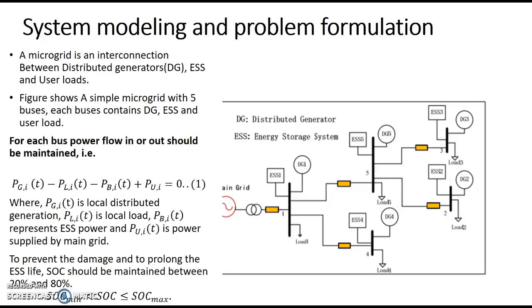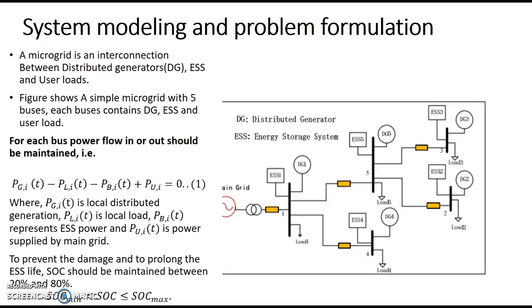For each bus, the energy balance should be maintained, that is Pg minus PL minus Pb plus Pu. Here, Pg is the local distributed generation, PL is the local load, Pb represents the energy storage system power, and Pu is the power supplied from the main grid. When there is not enough power, power will be supplied from the main grid. If Pb is negative, that means batteries are discharging power to the system, and if Pb is positive, then the batteries are charging.